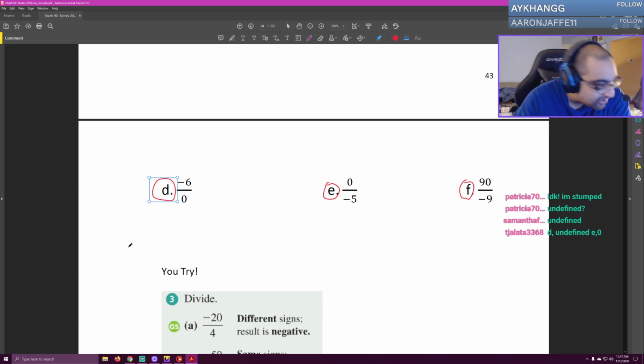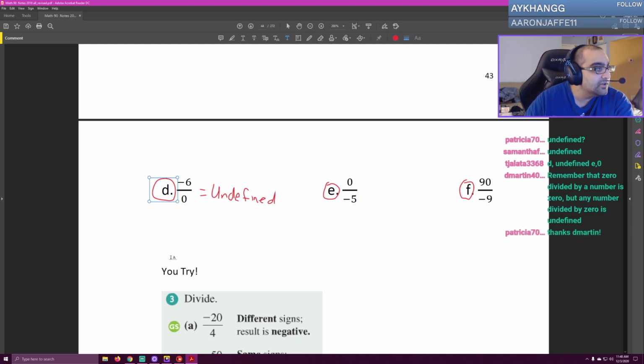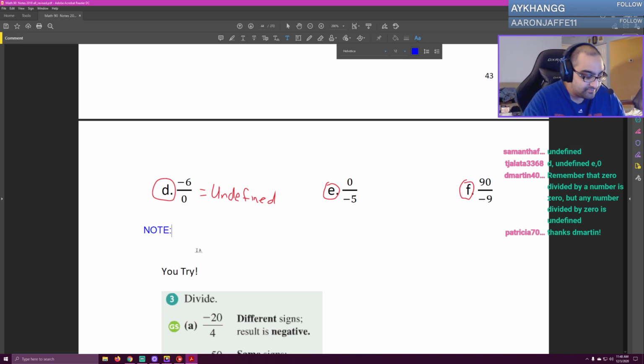Lots of good answers here. Remember, 0 divided by a number is 0, but any number divided by 0 is undefined. That is a very good explanation there, Daniel. That is correct. So -6 divided by 0 is indeed undefined. And I do really like the explanation there. I'll put that as a side note here. Note, again, you cannot divide by 0.